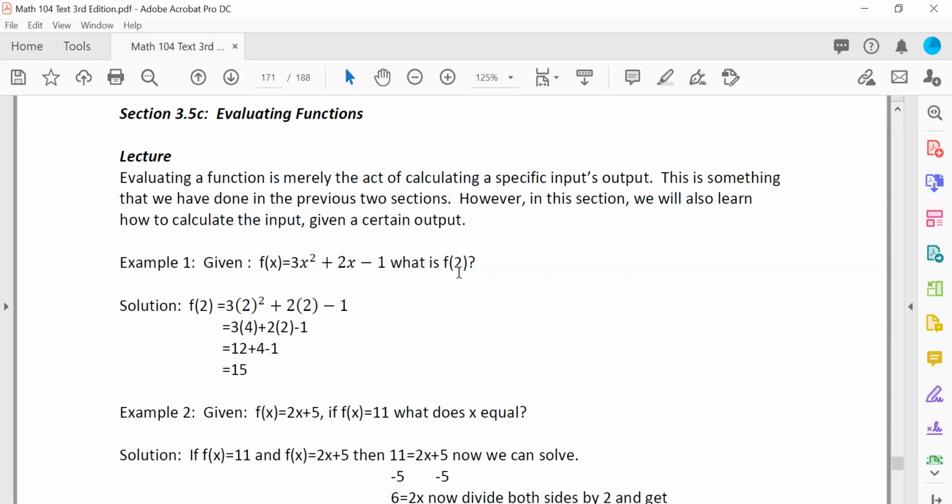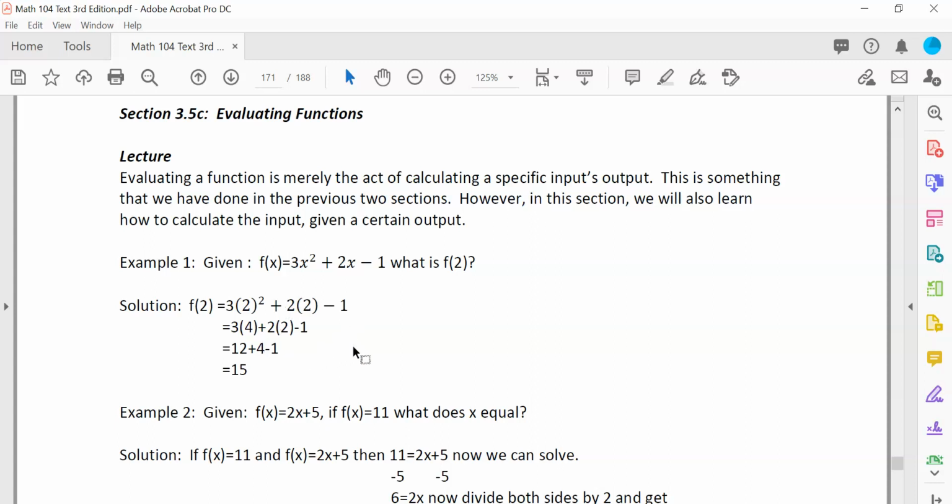Now what that means is, what are we going to get as an output when we plug in the number 2 as our input? So if we start with this function, f of 2 means I'm going to plug in 2 everywhere I see an x. And my output is what we're going to get when I calculate this formula here. Again, remember f of 2, those parentheses mean of 2. So f of 2 is what I get when I evaluate 3 times 2 squared plus 2 times 2 minus 1.